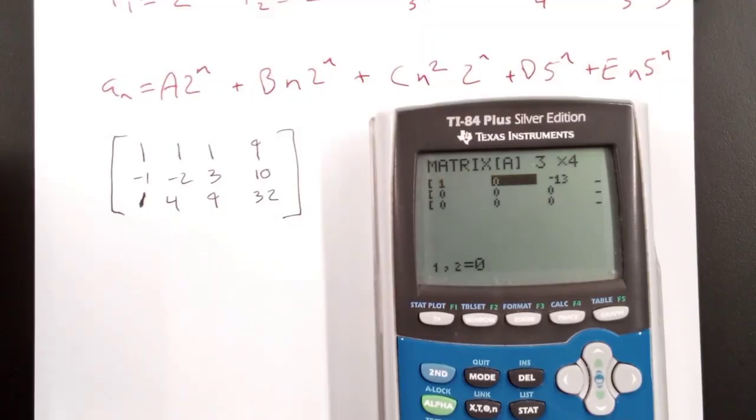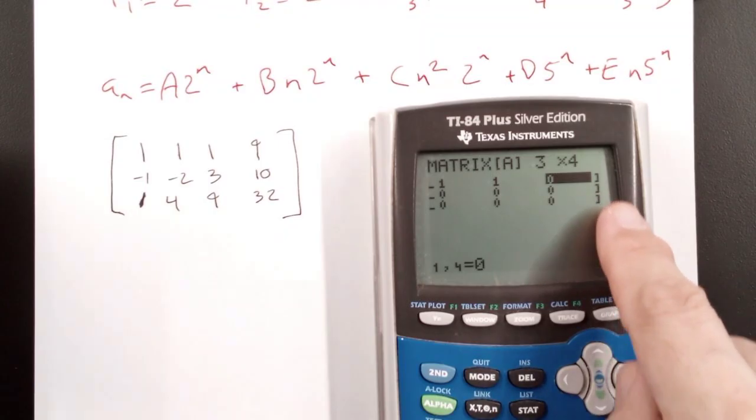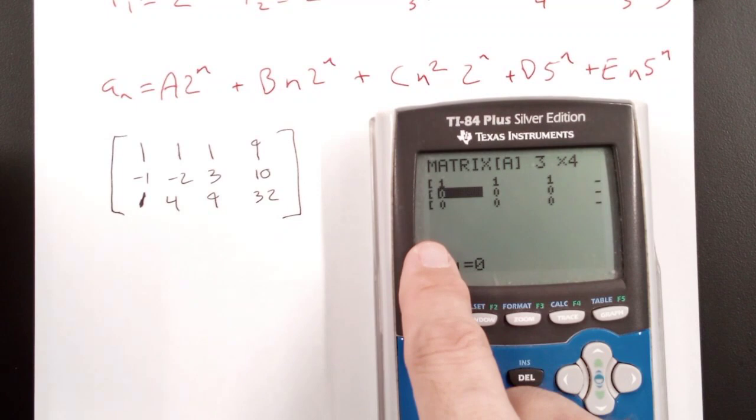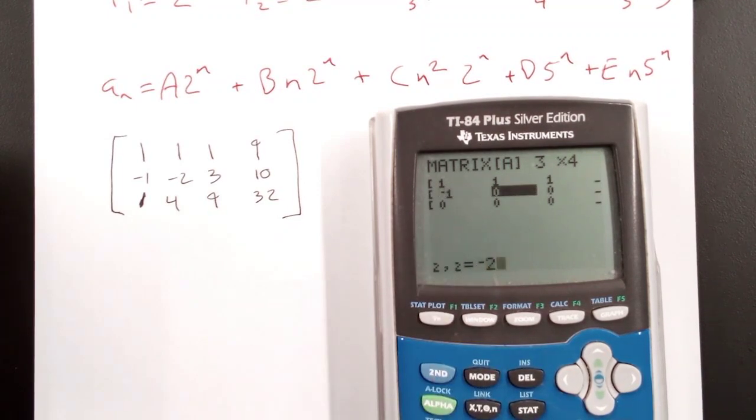1, enter. 1, enter. 1, enter. See how the matrix ends in column 4? 9, enter. I get to the second row. -1, -2, 3, 10. 1, 4, 9, 32. When I hit that last enter, it's stuck. It just said, okay, I don't have anywhere else to go. So I have to hit second and quit. Takes me back out to a blank screen.